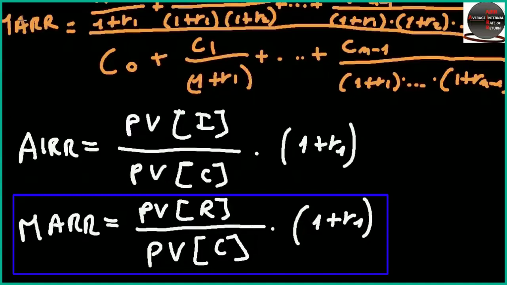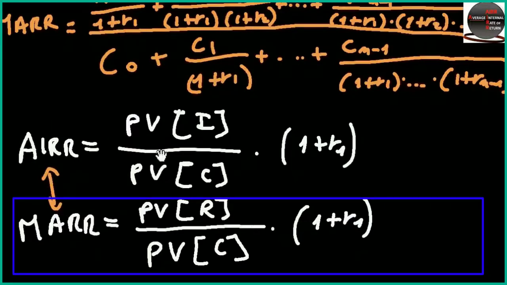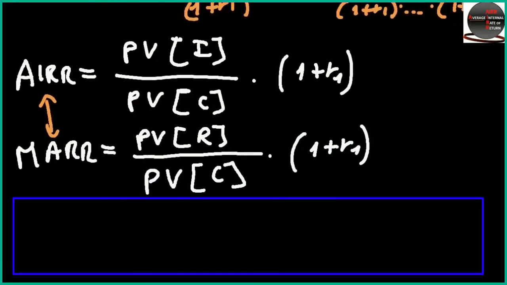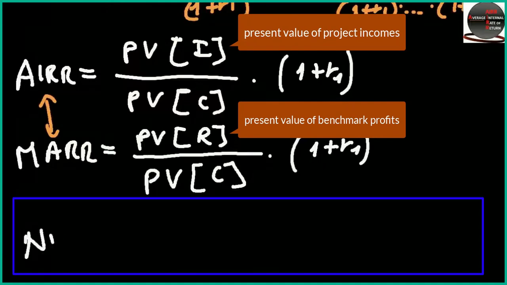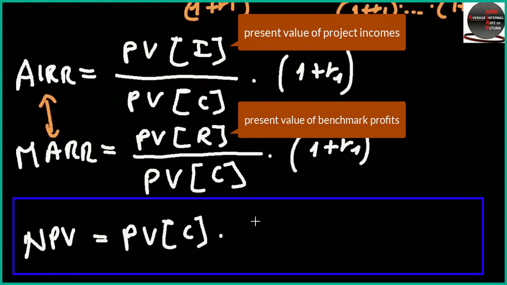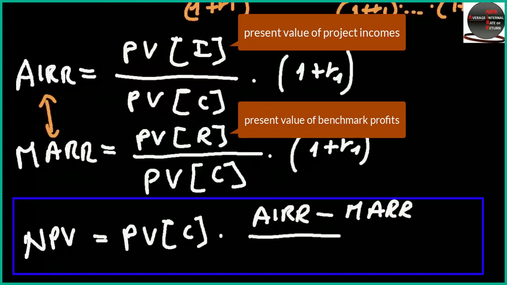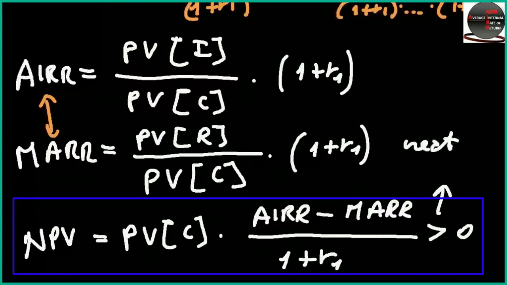And we can compare the two rates, the project's rate of return and the benchmark rate, to capture value creation, and the net present value is equal to total capital invested times the excess rate of return, AIRR minus the overall cost of capital, divided by 1 plus R of 1 to have the present value, and the project creates value if NPV is greater than 0. Otherwise the project destroys value.